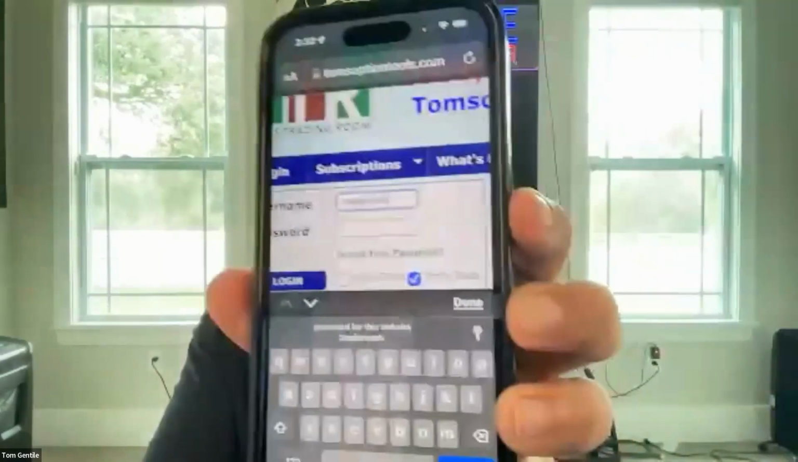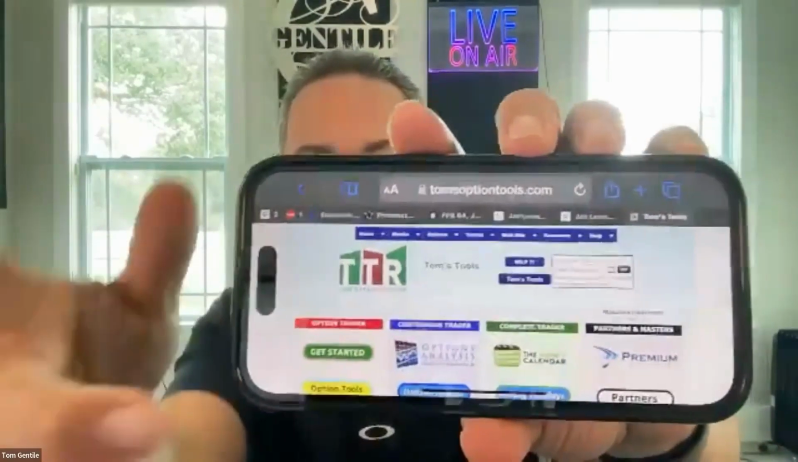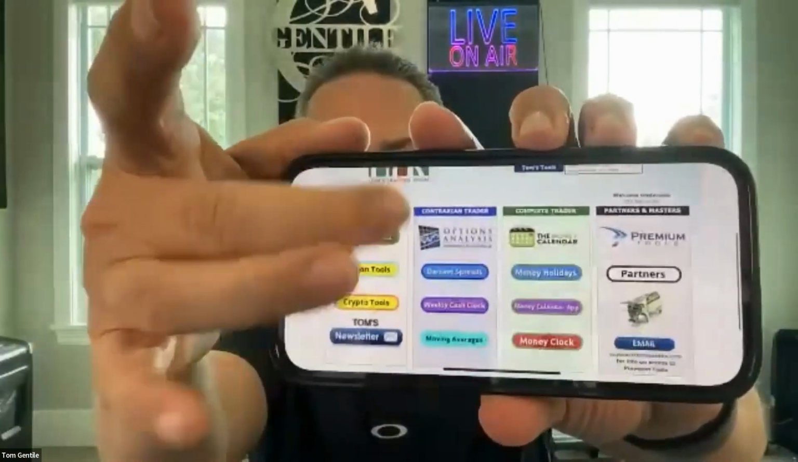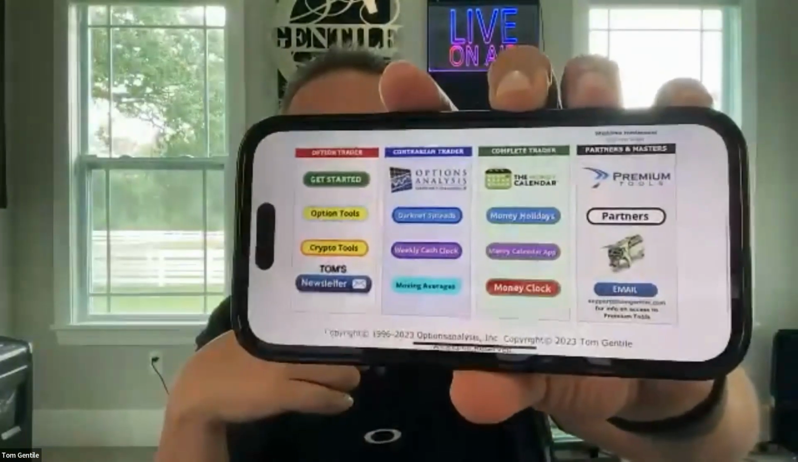So I just click on Tom's Option Tools, and let me log in real quick. For some reason, it's not... There we go. So here's Tom's Option Tools on my phone, and then I'm just going to click on login, because the password is saved in my phone, and there you go. And let's flip it this way so you can see it's literally the same thing. And I can go in and I can run that.